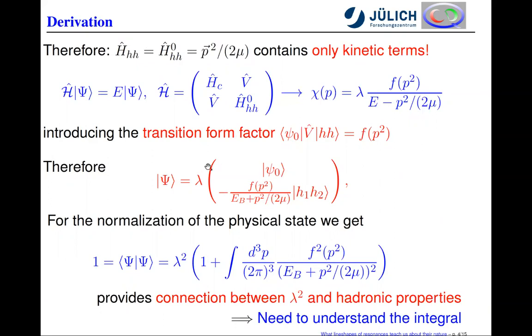Introducing that now, we get for the full wave function this nice and compact expression. It contains lambda, our parameter of desire. It contains f of p square, which is defined as a transition form factor from the two-hadron component to the compact component. And it contains a binding energy, and that's it. There's nothing more in this. Now, since this is supposed to be a bound state, we need to demand the normalization condition.